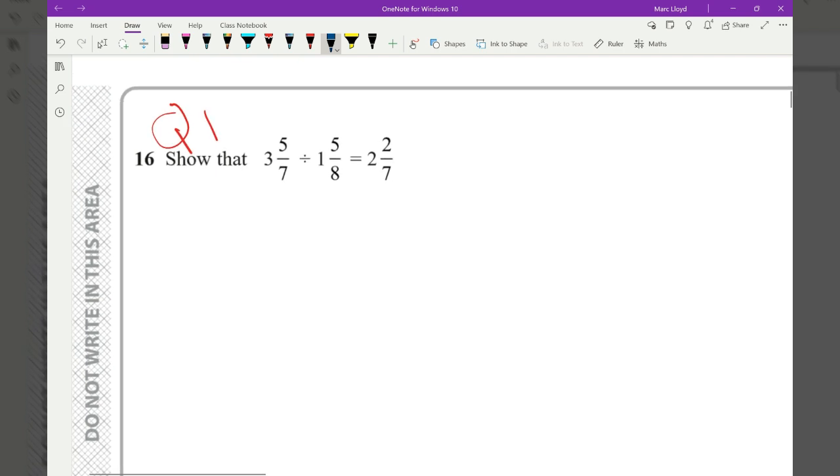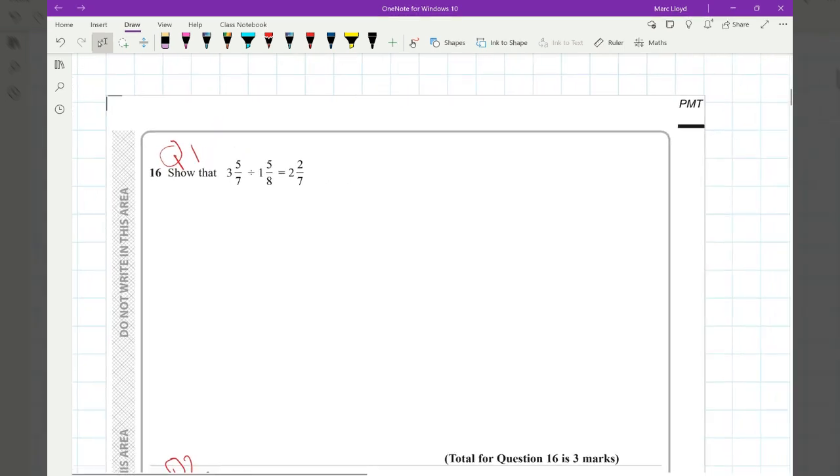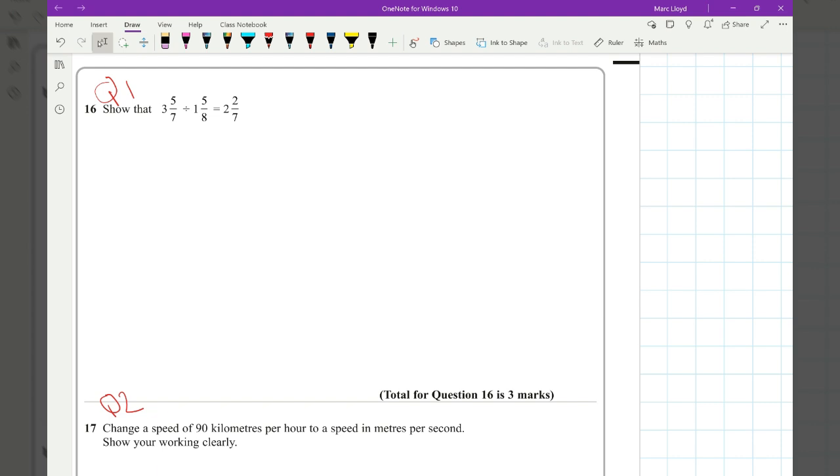Question number 1. Just fold my keyboard away. The page for a good jump. No, we're good. Okay, so we've actually got to do this division. This is such a common question. First thing we do is we turn these to improper fractions.